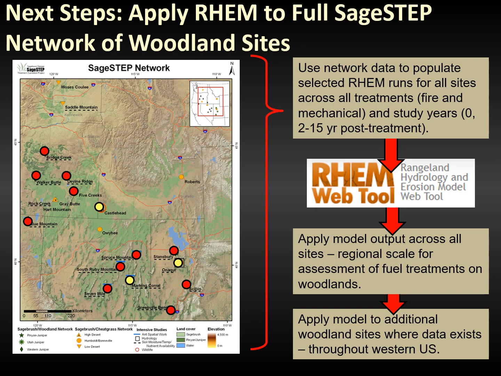Our ongoing work with SageStep includes continuing to follow treatment responses at the hydrology sites indicated with yellow symbols on the map, and to utilize our recent model advances to assess site long-term responses to treatments across the full SageStep woodland network indicated by both the red and yellow symbols on the map.